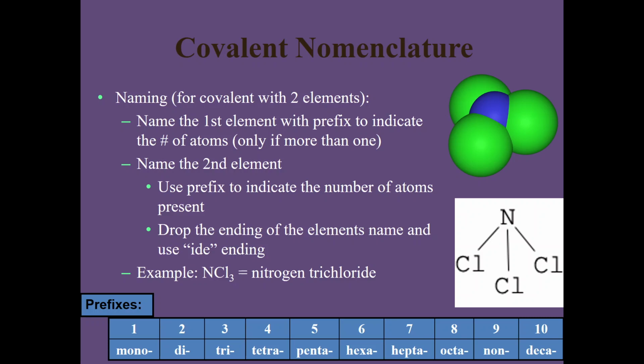So for 1, it's mono. For 2, it's di. For 3, it's tri. For 4, it's tetra. 5 is penta. 6 is hexa. 7 is hepta. 8 is octa. 9 is nona. And 10 is deca.